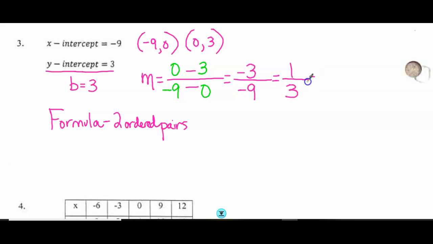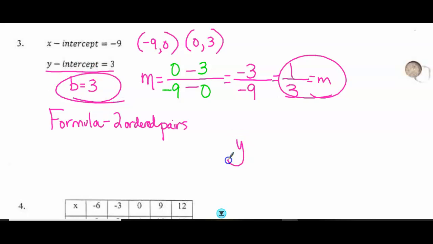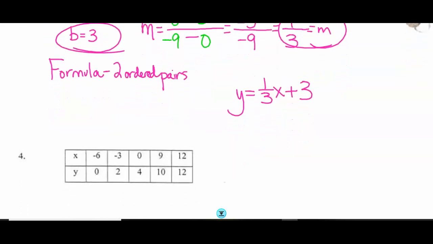I'll put equals m since that m's way over there. There's your slope. There's your y-intercept. Our equation will be y equals 1/3 x plus 3. Now, if you got confused, pause it or email me and look at it again. Find the slope, identify the y-intercept, write your equation.